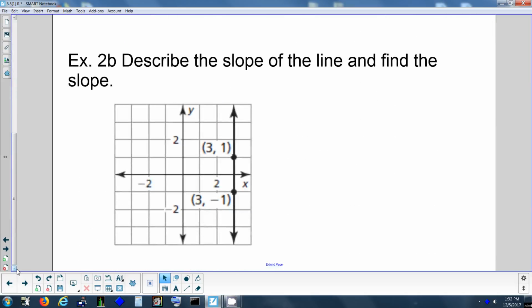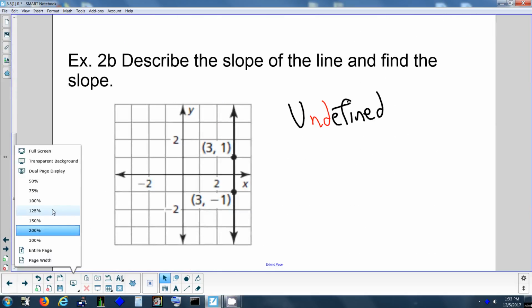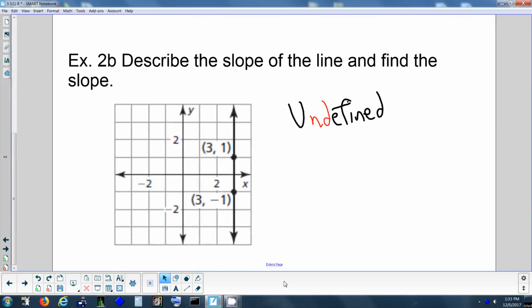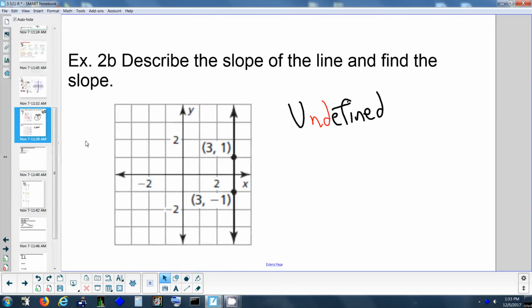Now this one is going to be undefined. The slope is undefined, right? There's going to be no number there. Zero and undefined are different: for a slope of 0, you know the slope is 0. For undefined, there'll be no number because there's really no slope defined. It's just undefined.